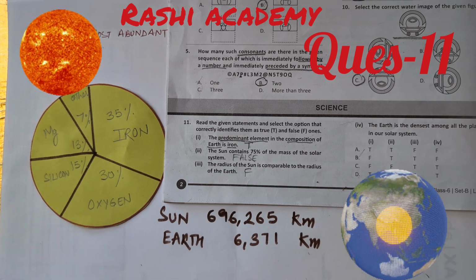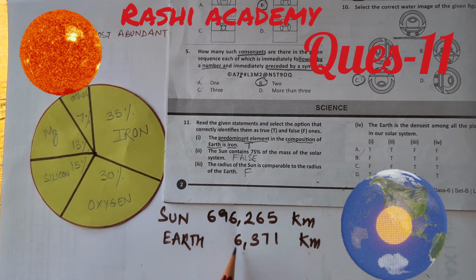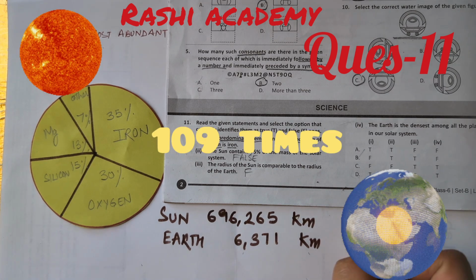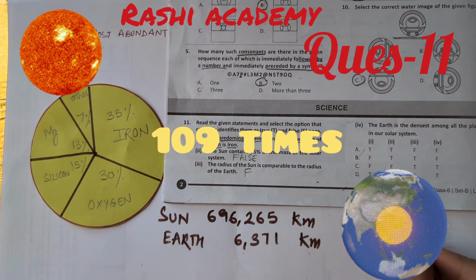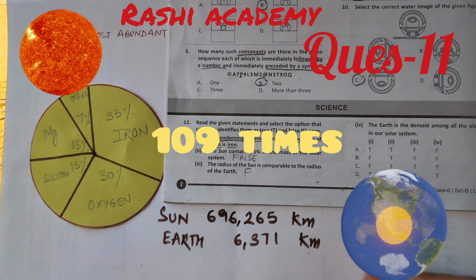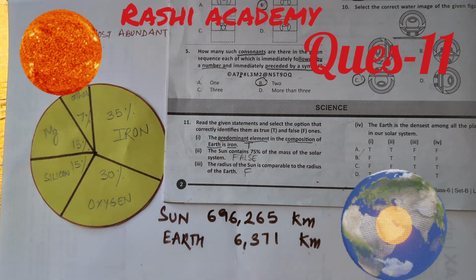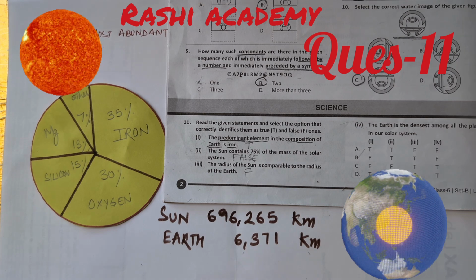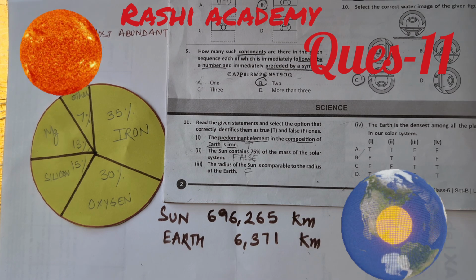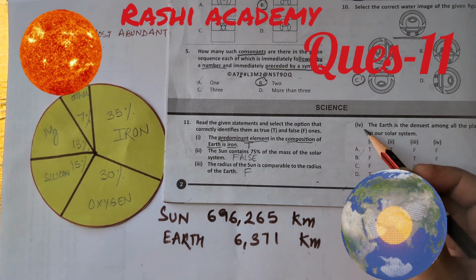So you can see the sun's radius and the Earth's radius. The sun's radius is 109 times the Earth's radius. Look how big it is. You know that the sun is composed of a mixture of 73% hydrogen, 25% helium, and 2% other elements by its weight. Let's move on to the fourth point.